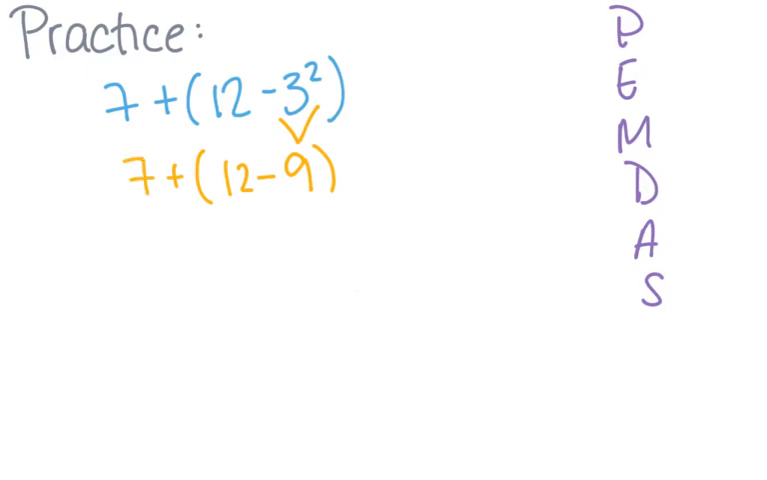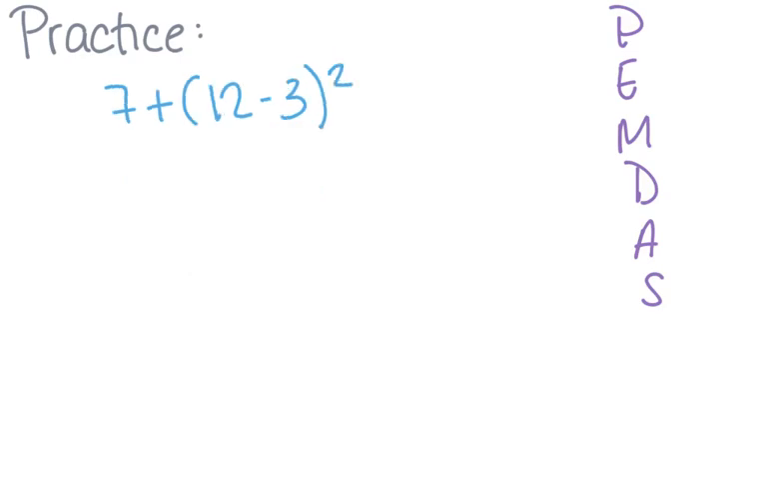And now we can do 12 minus 9. And 12 minus 9 is simply 3. And now we can do 7 plus 3 for an answer of 10.